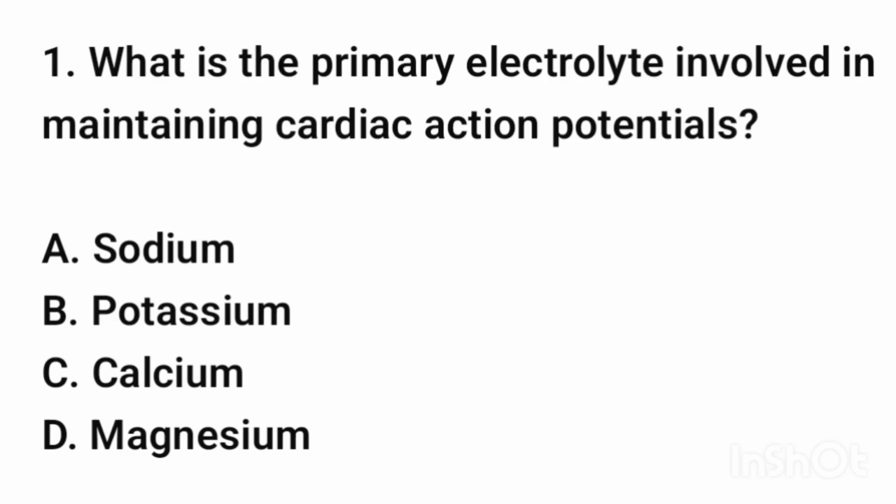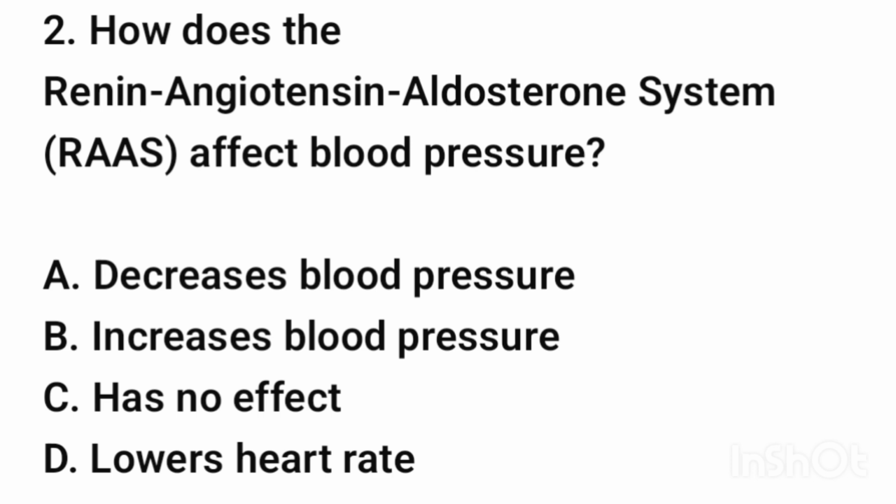Question number 1. What is the primary electrolyte involved in maintaining cardiac action potential? The correct answer is option B, potassium. Question number 2. How does the renin-angiotensin-aldosterone system, RAAS, affect blood pressure? The correct answer is option B, increases blood pressure.